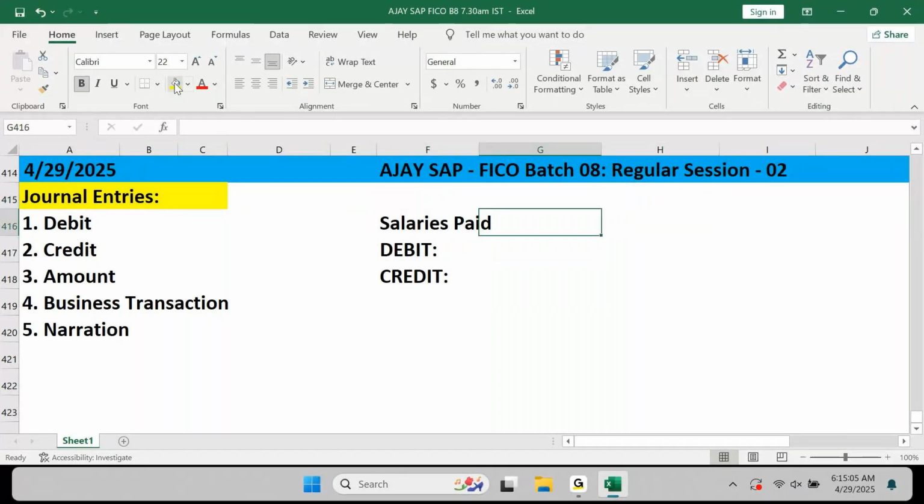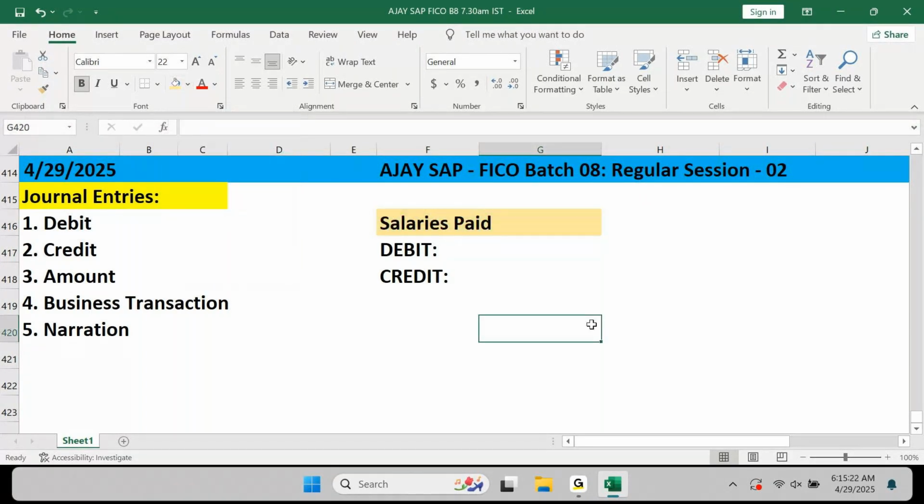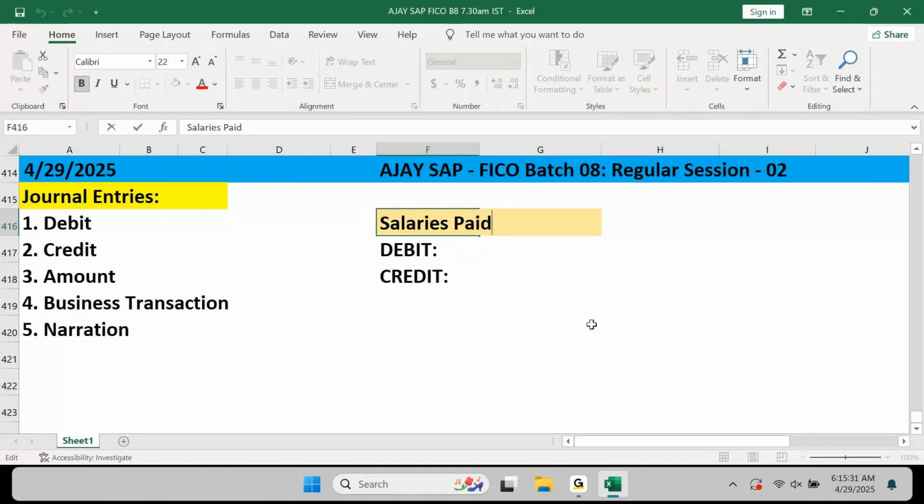Without amount, can you write a journal entry? No, sir. So did we write amount here? No, right? There is no amount here. Amount is not listed. I cannot write the entry. In short, is this complete information or incomplete information? Incomplete information. Let's say salary paid 40,000.